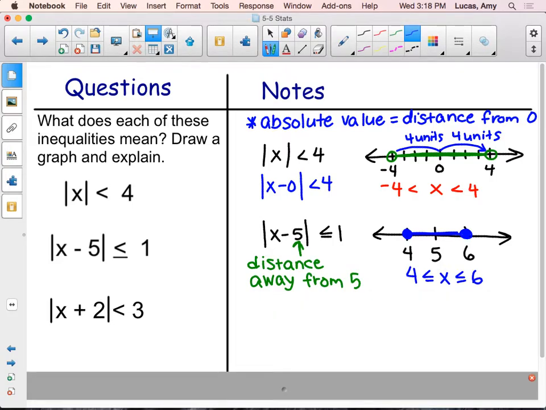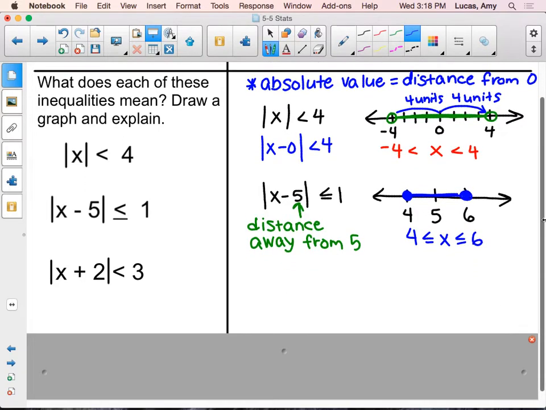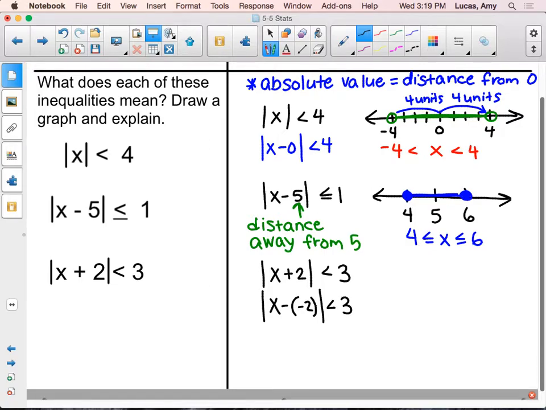Okay, one more example, just because sometimes we're talking about the distance away from a negative number. So because this one has an x plus 2, I want to remind you that that would mean x minus -2. So it's actually the distance away from -2 on this one. I'm going 3 units in each direction because it's less than 3 units away.